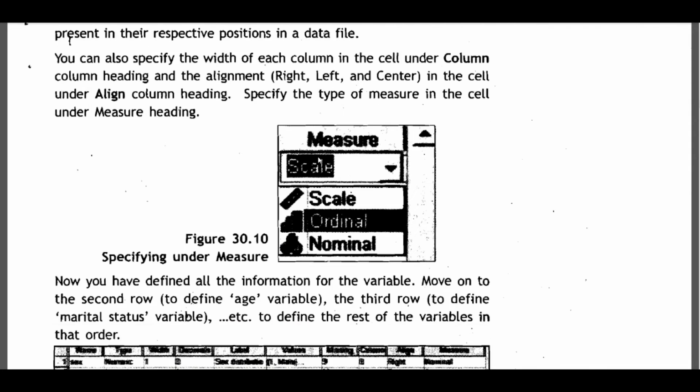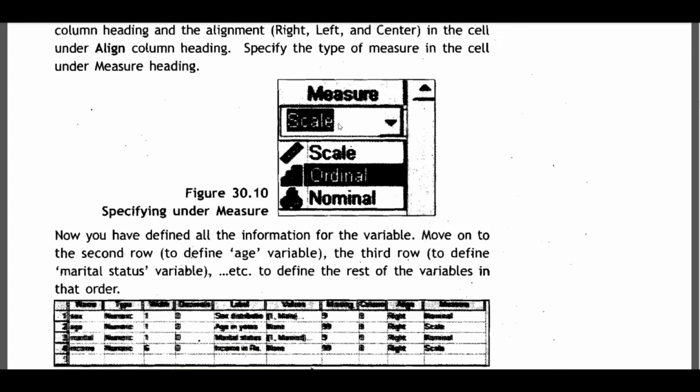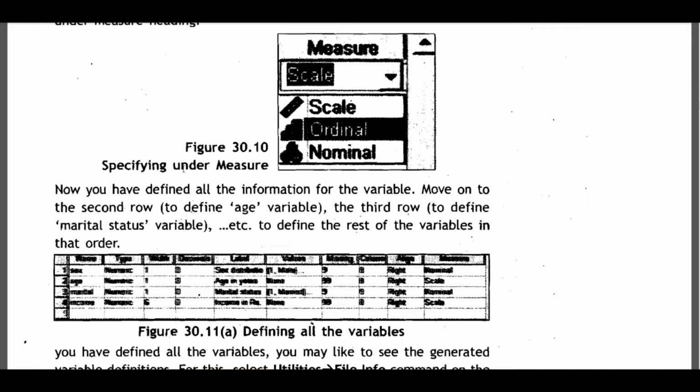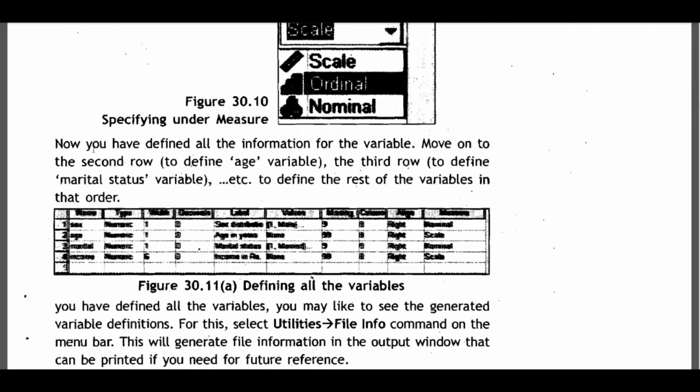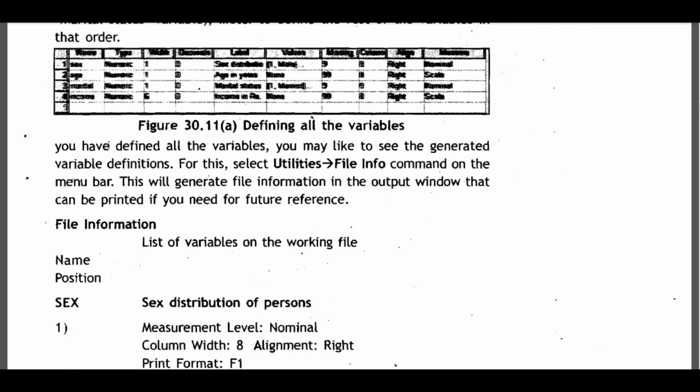You can also specify the width of each column in the cell under the column heading, and the alignment, right, left, or center, in the cell under the align column heading. Specify the type of measure in the cell under the measure heading: scale, ordinal, or nominal. Now you have defined all the information for the first variable. Move on to the second row to define the age variable, the third row to define the marital status variable, and so on, to define the rest of the variables in that order. Now you have defined all the variables.